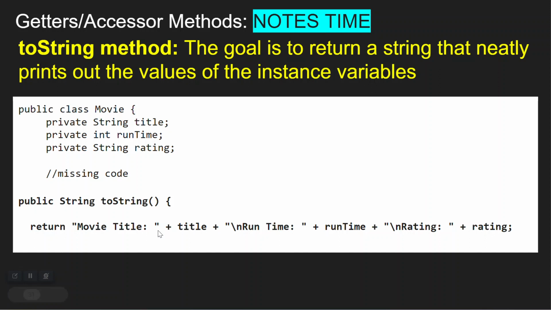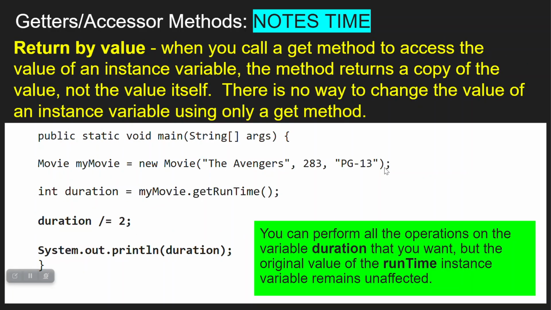So one of the conventional ways of doing it is just saying public String toString and then return, and then add a little bit of text that gives a label to the instance variable before it prints. So, Movie title, and then concatenate the title. And then using the escape character for new line, and then Runtime, and then concatenating the runtime. And then again, using the escape character to go to a new line, and then Rating, and then concatenating the rating. So that's a pretty standard way of doing your toString method.